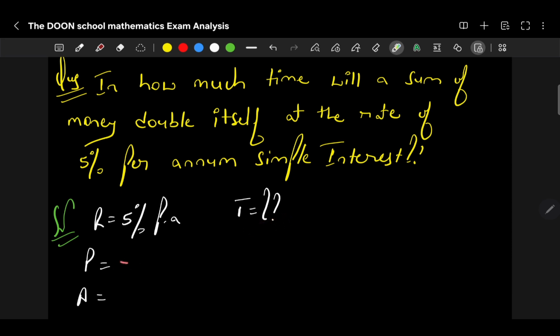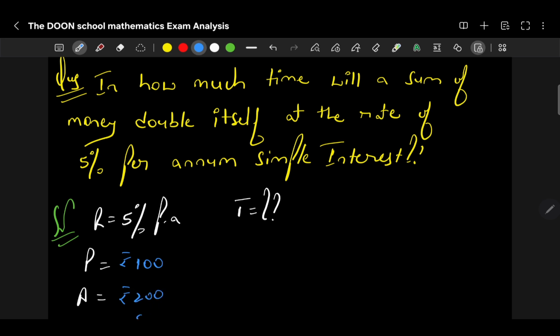So it is not given. We have to assume it. Don't assume it as x and 2x. Take some numeric value, because you don't have to answer what the amount and principal is. So let's just take any numeric value that is convenient to us. Let's just take principal as 100 and amount will be 200.